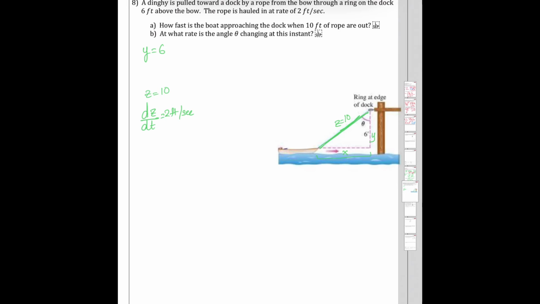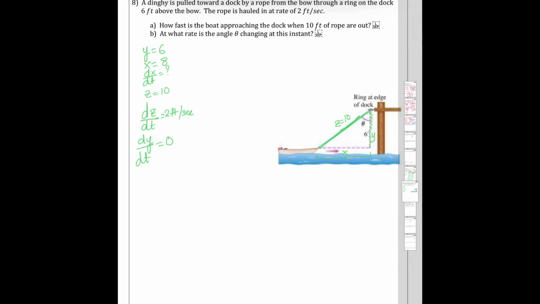So I already know this is 10 and y is 6. So can I not find x? Using your Pythagorean theorem, x would be 8. We just did a very similar triangle. It's a 6, 8, 10 triangle. So I know my x is going to be 8. I want to find dx/dt. That's what my question's asking me. What about dy/dt? I don't know my dy/dt. But think about it. Is this distance ever going to change? No, this is always going to be 6 feet. So my dy/dt is 0.